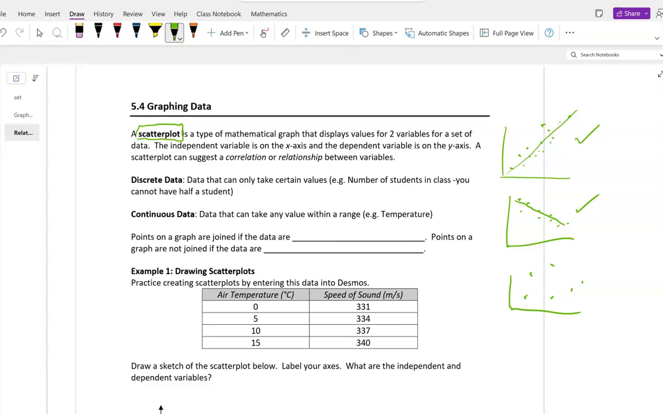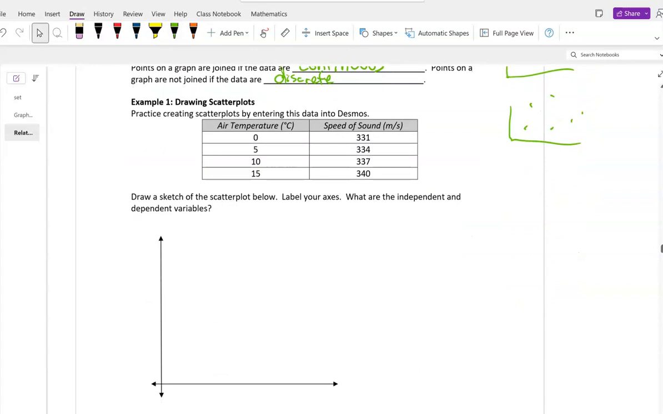Okay, so quick review on what these terms mean. Discrete data means data that can only take certain values. We would not draw a line there. Continuous data means data can take any value within a range. For example, time just keeps going. If we have 1 minute and 2 minutes, you could also have a minute and a half. Okay, that would be continuous data. Points on a graph are joined if the data are continuous, and points are not joined if the data is discrete. Okay, so that's information for questions that we'll see.